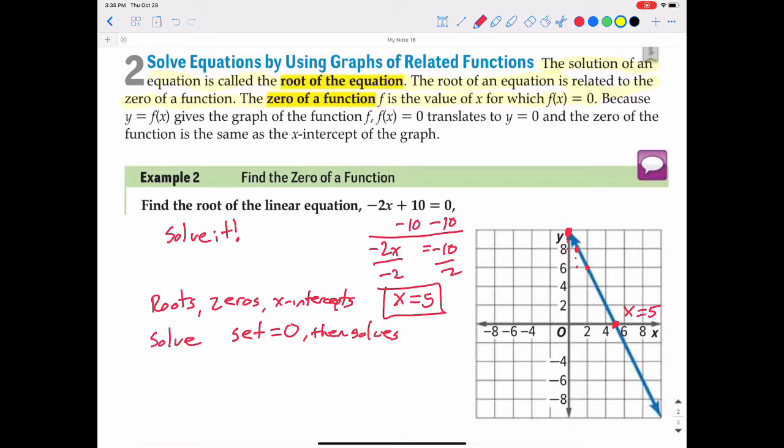So don't overthink anything. The biggest issue with these is just what the word root means and what it means to find the zeros of the function. These are going to be used throughout the year, so it's best to learn them as soon as possible.